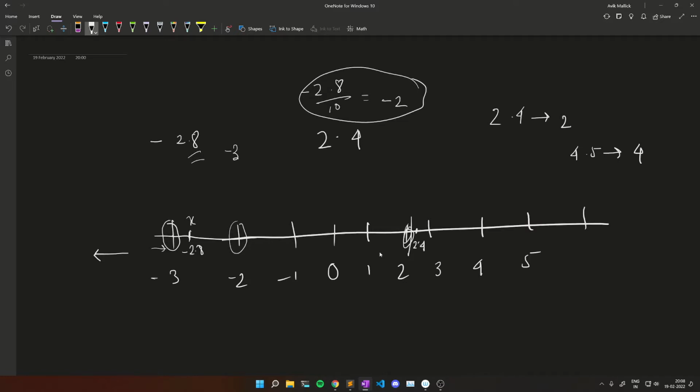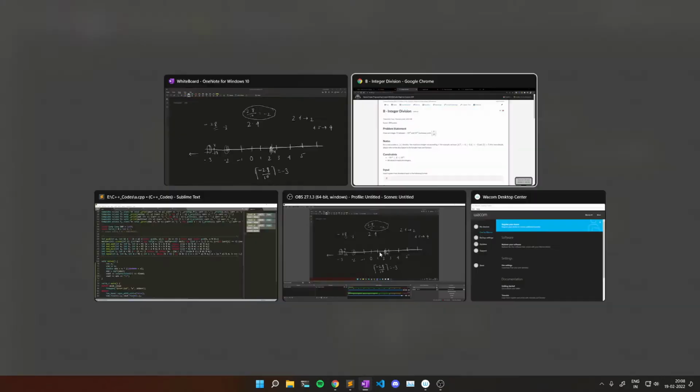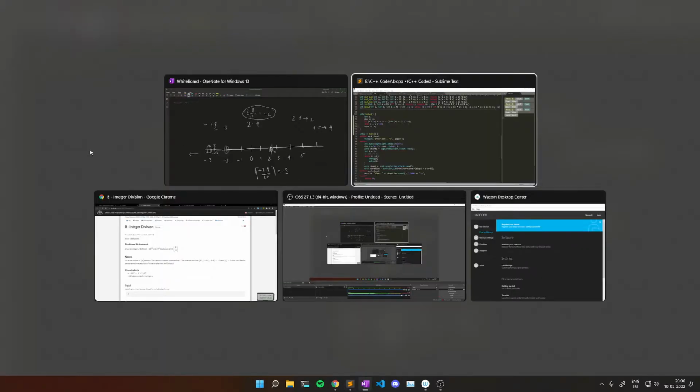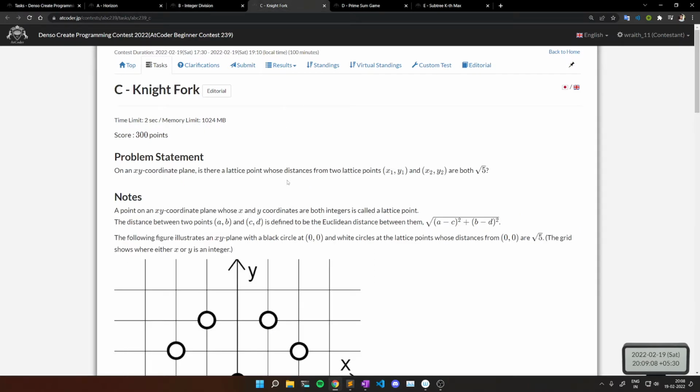If we check for 2 or 3 examples of negative numbers, we will see that for negative numbers the answer is nothing but the ceiling division of that number by 10. So for minus 2.8 the ceiling division by 10 will be minus 3. That is all we have to do in this problem. In the code, I first take the input and check if x is less than 0, then I give the ceiling division value, otherwise I just do the floor division of x by 10 and print that value. So that was problem B, and now let's see problem C.